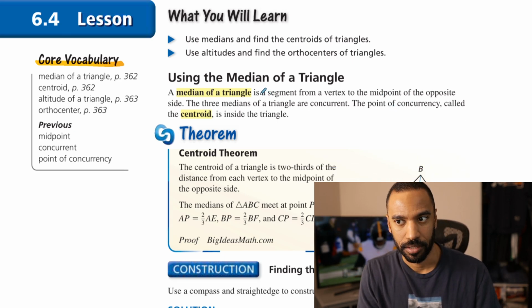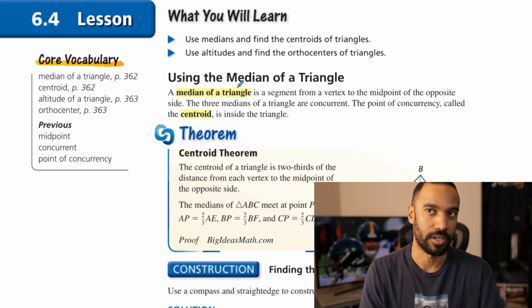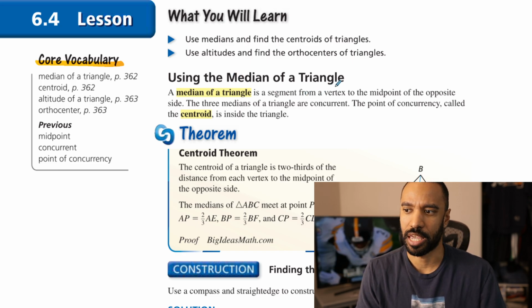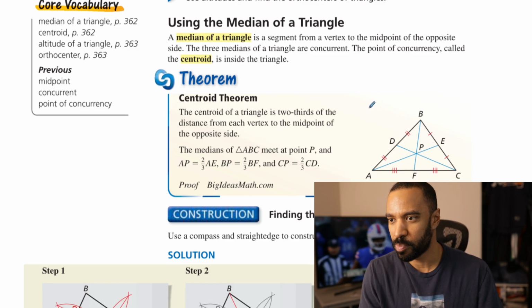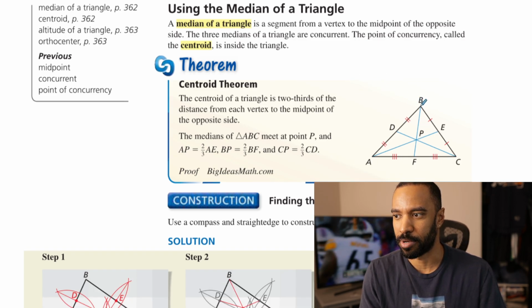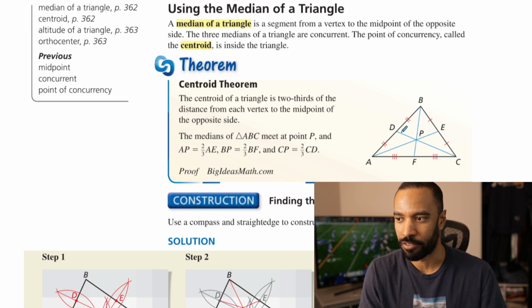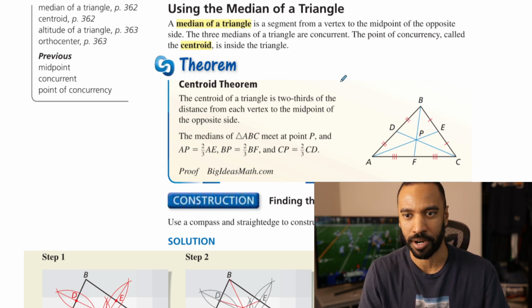A median. Now, we should know the word median and altitude in general. Those are ones that you're not like, what does that mean? A median of a triangle is a segment from a vertex to the midpoint of the opposite side. So it's very specifically this segment here from point B to point F. F is the midpoint of segment AC. D is the midpoint of segment AB, and you draw from C to D, and you draw from A to E, where E is the midpoint of segment BC. You see the congruent marks that show that.